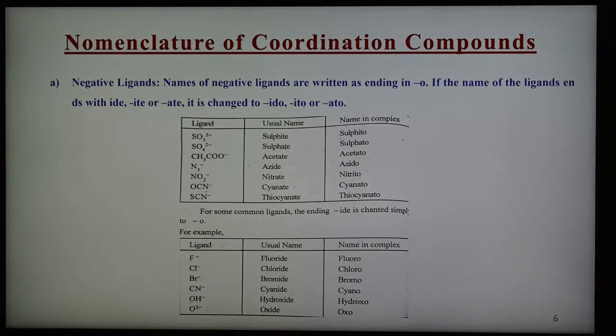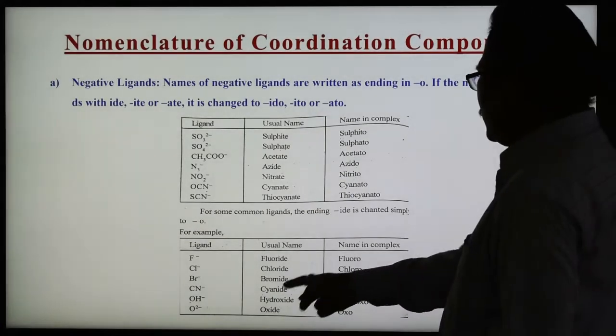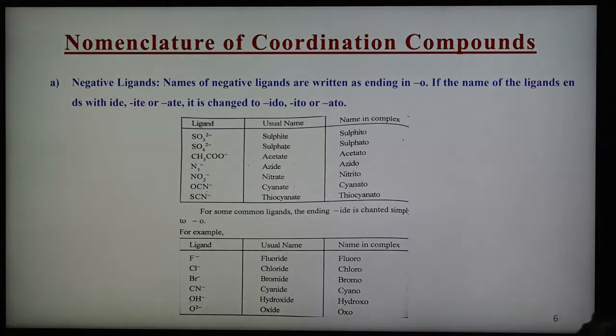These are the names of some ligands. How to name the ligands? So here it is given as the name in the complex. This is the usual name, fluoride, so we can write fluoro like that. Okay, so this table shows their usual name and the name in the complex.